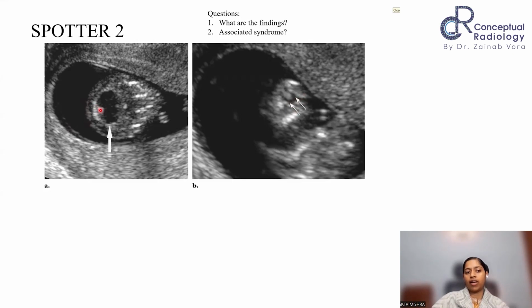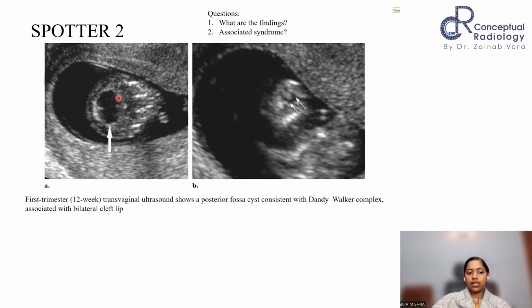The occiput should have a defect. That is intact. This is a cystic structure intracranial. So the first thing is this is a 12-weeker. We are seeing a posterior fossa cyst. So if a cyst is so large that it is coming up in the first trimester scan only, it's likely consistent with Dandy Walker malformation. And then you have bilateral cleft palate and the lips.